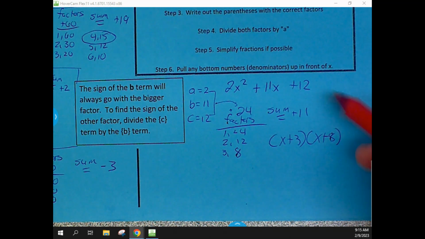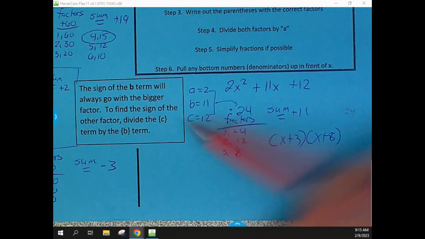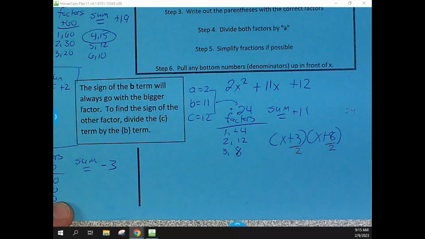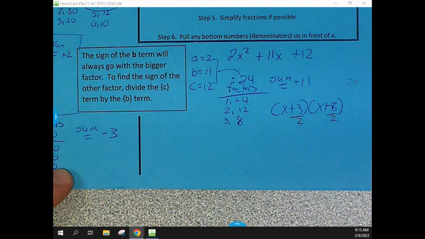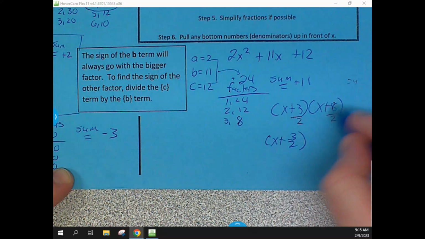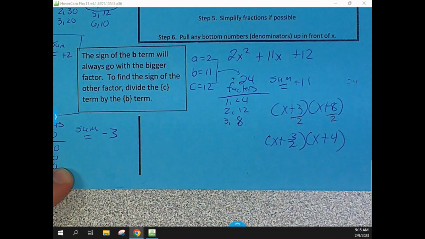So that's where we've got to go back and divide everything by A, because we multiplied by 2, everything is twice as big as it should be. So now we've got to go back and divide everything by 2 to even this thing back out. Okay, and then we're going to simplify the fractions we have. Nothing you can do with 3 over 2, so it'll stay like that for just a second. But you've got 8 divided by 2. That's pretty easy. That's 4, right?